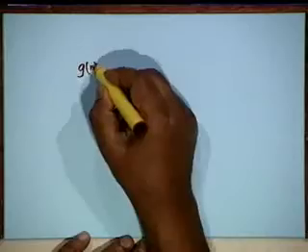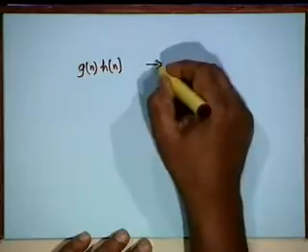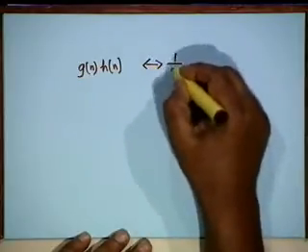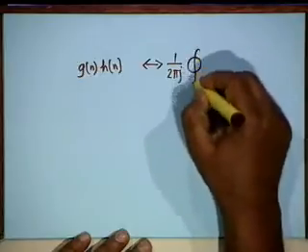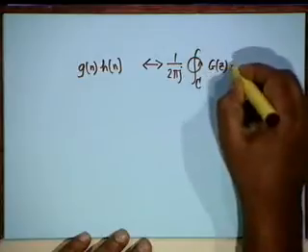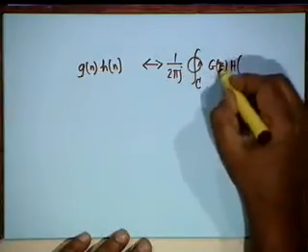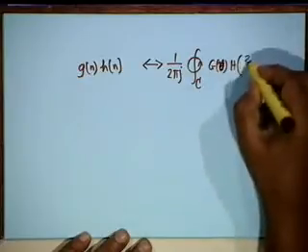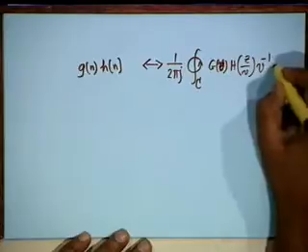We go back to the modulation theorem, that is, if g of n is multiplied by h of n, then it is 1 by 2 pi j contour integral of g of v times h of z by v, inverse dv.